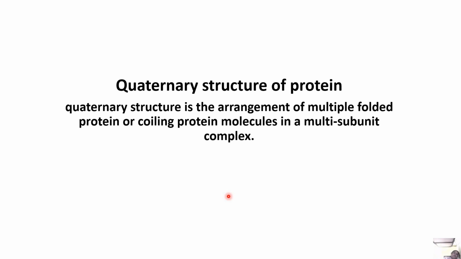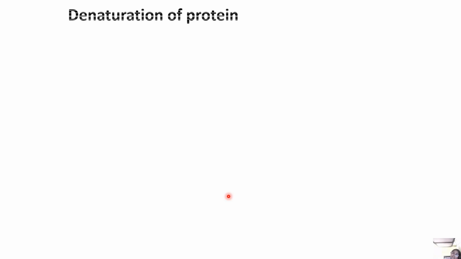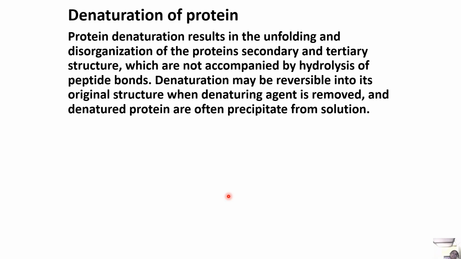Now, if we think about quaternary structure of proteins, quaternary structure is the arrangement of multiple folded or coiled protein molecules in a multi-subunit complex. Protein denaturation results in the unfolding and disorganization of the protein secondary and tertiary structure, which are not accompanied by hydrolysis of peptide bonds.